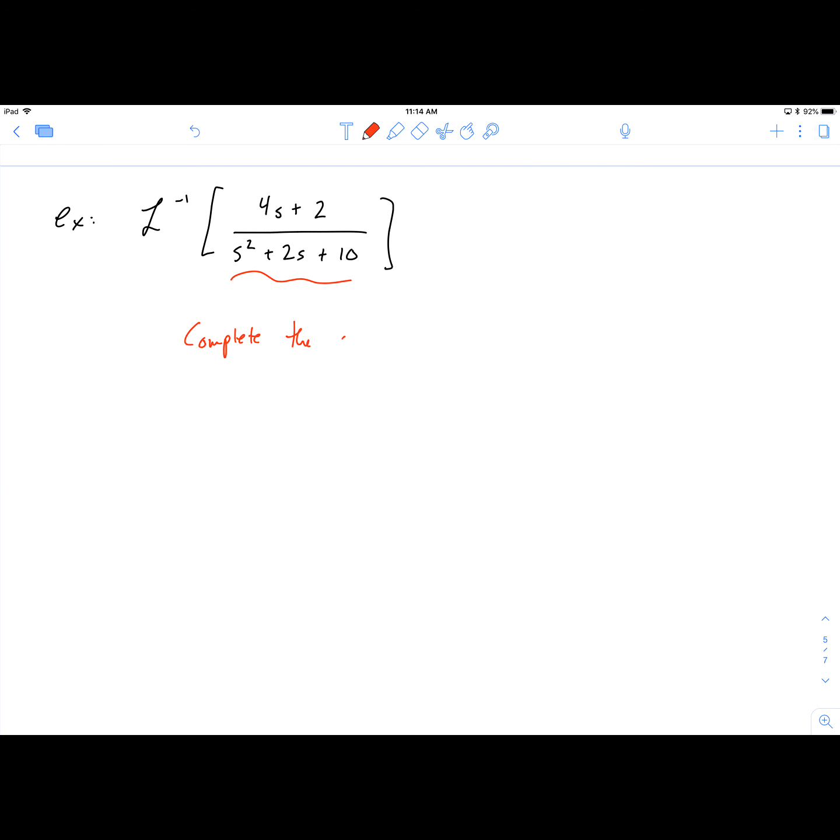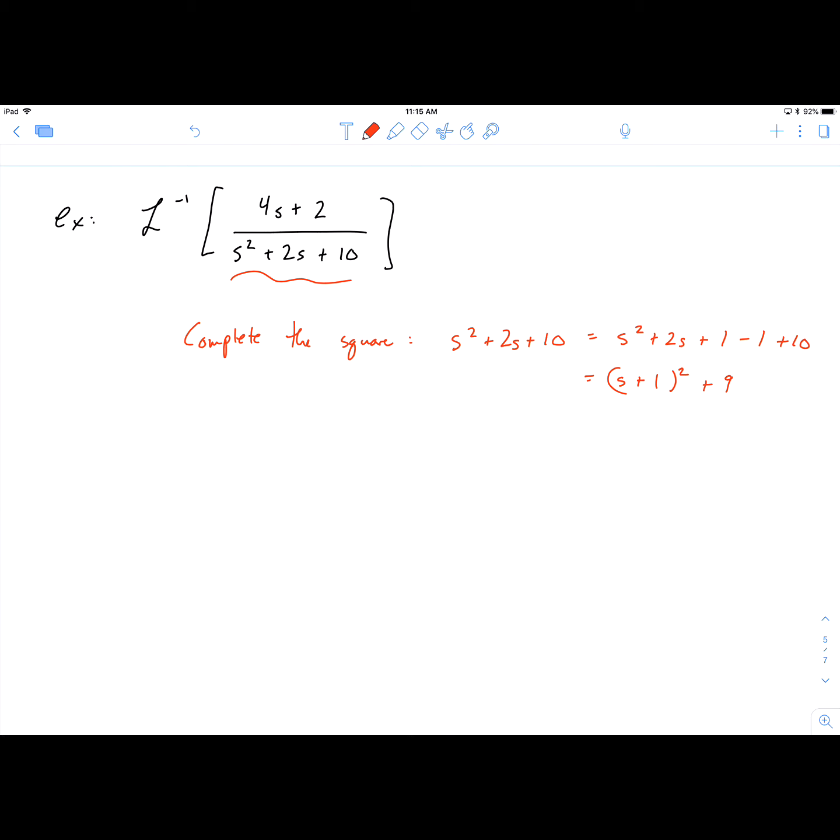Completing the square on the denominator. We have s squared plus 2s plus 10, and the goal is to get s squared plus 2s plus something that will make it a perfect square, and then we have to subtract off that same thing, and then plus 10. So again, the shortcut is to take this coefficient of s, divide by 2, and square it, which gives you 1, and so you add and subtract 1. So this turns into s plus 1 squared plus 9. And in case I didn't mention it, that thing that you get when you divide by 2, that's the value that shows up here.